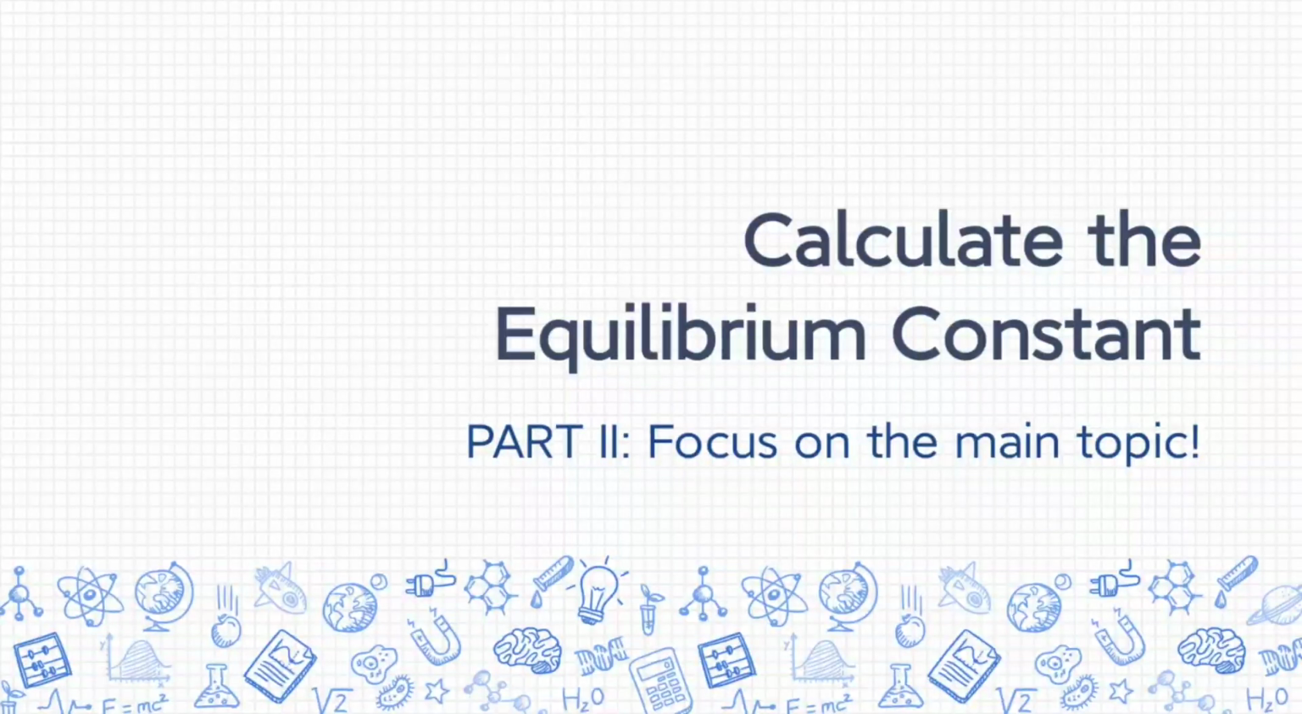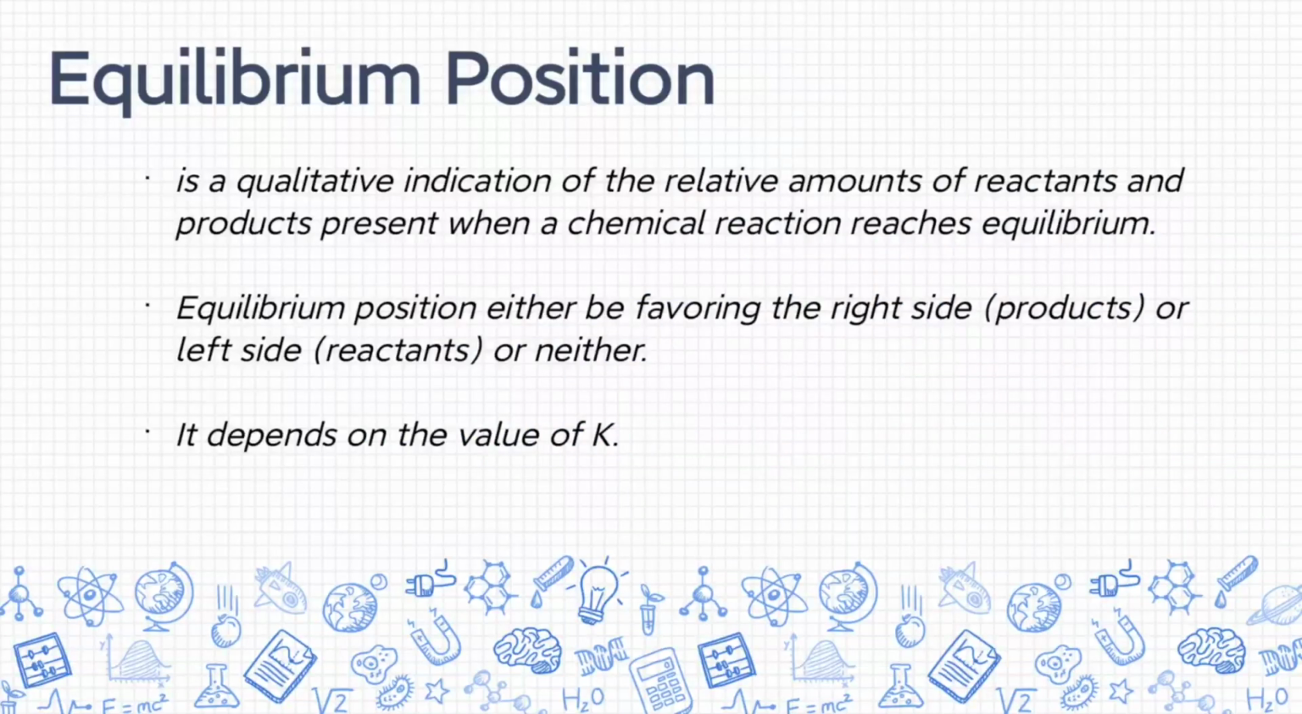Okay, good day class. So today we're going to have a discussion, or in continuation of the discussion, regarding the equilibrium constant, as well as proceed na rin doon sa Le Chatelier, which is the next topic of our discussion. Okay? First, what is equilibrium position? So equilibrium position, according to this, sabi niya, it is a qualitative indication of the relative amounts of reactants and products present when a chemical reaction reaches equilibrium.